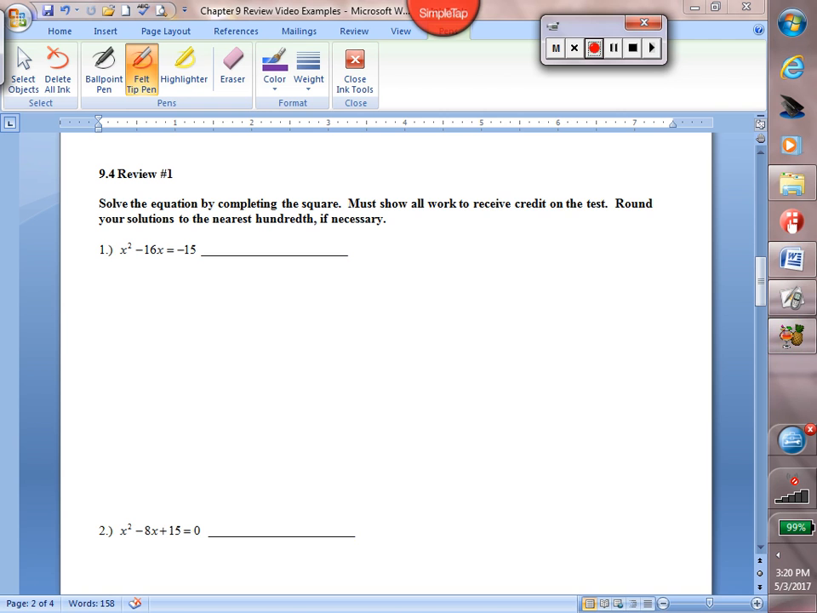In the first part of section 9.4, we're asked to solve the equation by completing the square. Little side note here, you must show all work to receive credit on the test. If we need to do any rounding, we're going to round to the nearest hundredth.